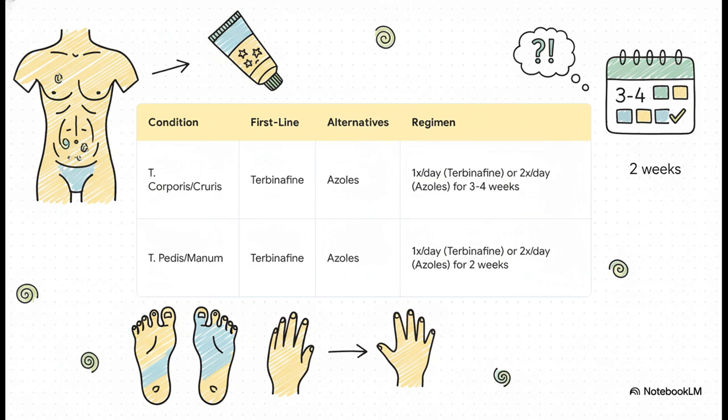Now, here's a key nuance for Tinea pedis and manum. The drugs are the same, but the duration is shorter, just 2 weeks. That's exactly the kind of detail they love to test you on.